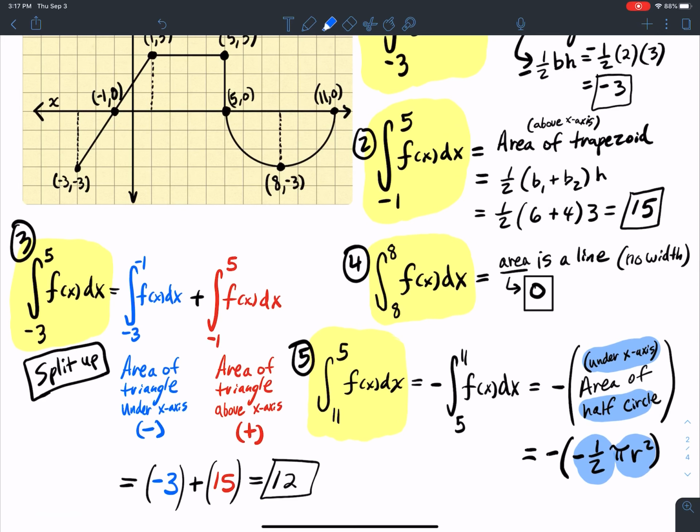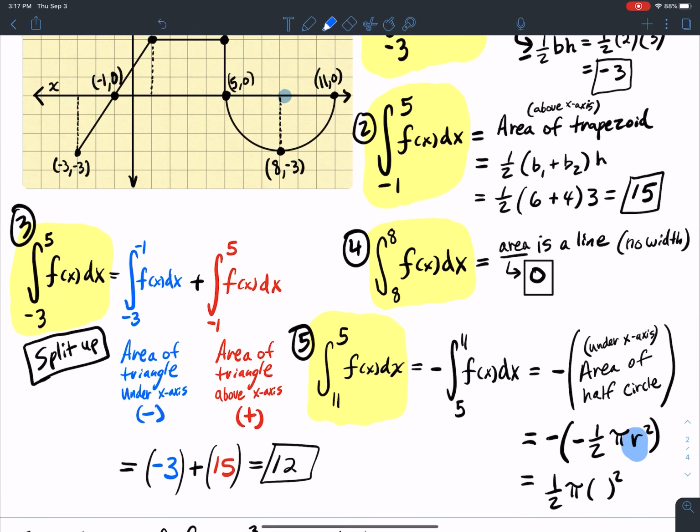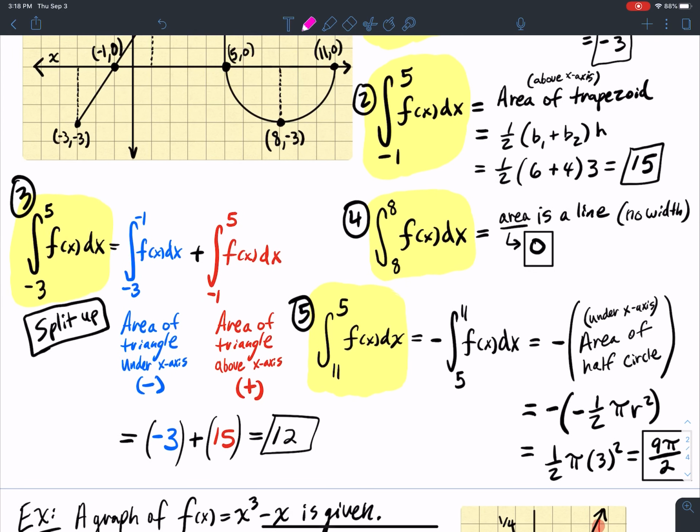But I told you that this one was a little bit tricky because what's happening? Negative, negative make a positive, right? But what else do I know? Well, the radius here looks like 1, 2, 3, so my radius is 3. If you didn't know, it's a diameter of 6, so that means the radius has to be half of that, so the radius is 3 there. And so r squared, I put a 3 in there, and that reduces to 9 pi over 2.